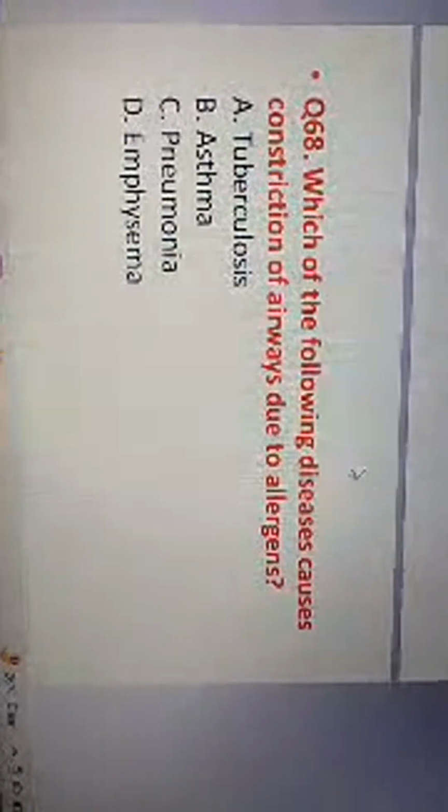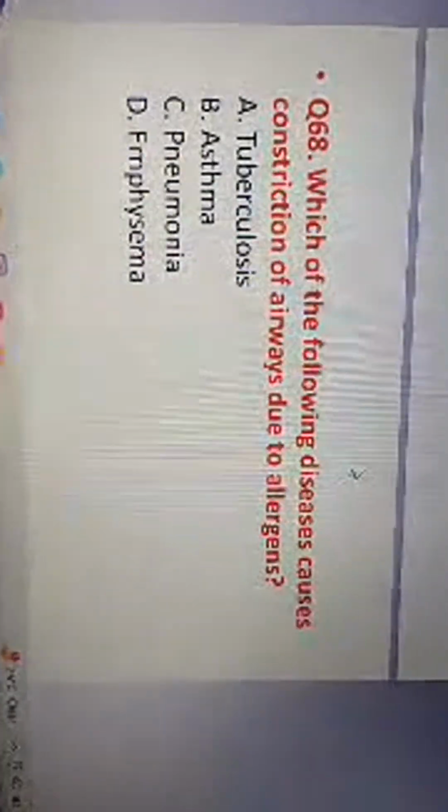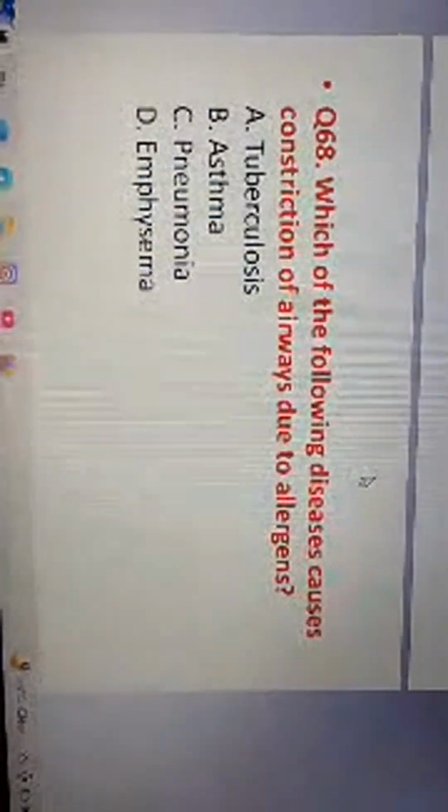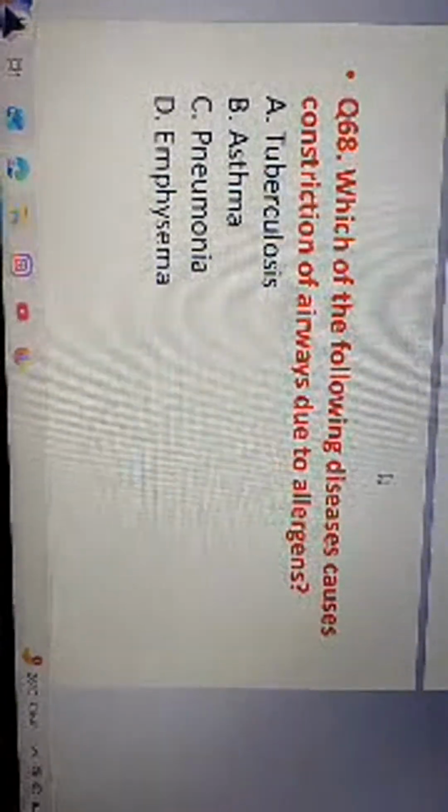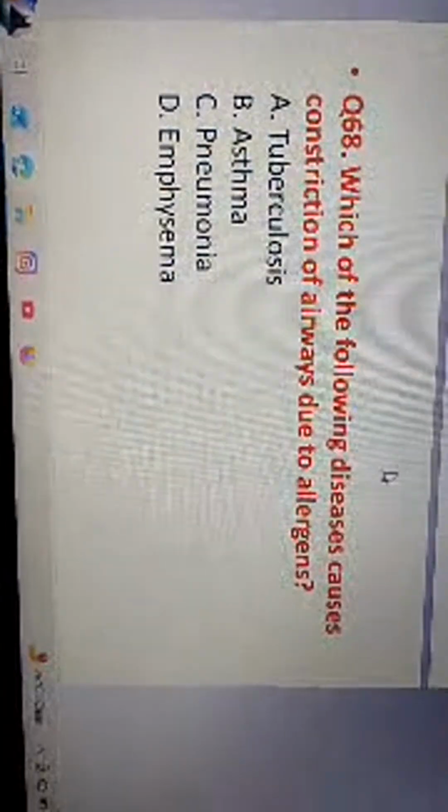The next question, which of the following diseases cause constriction of airways due to allergens? Option A tuberculosis, option B asthma, option C pneumonia, option D emphysema. The correct answer is option B asthma. Asthma causes narrowing and inflammation of the airways triggered by allergens or irritants.